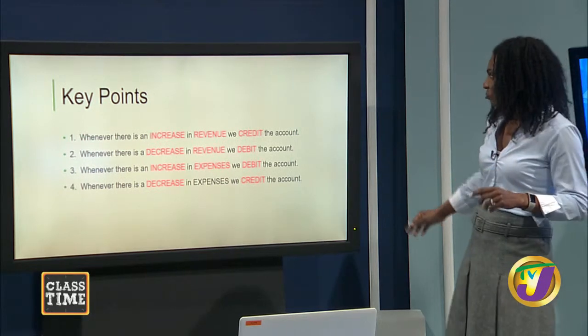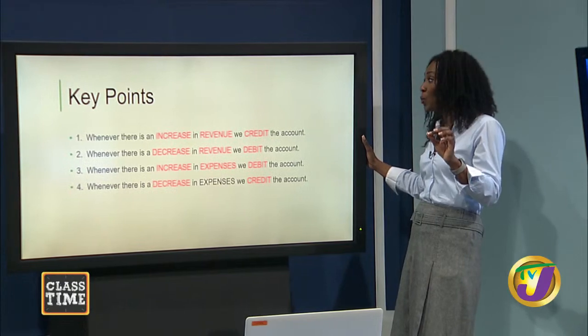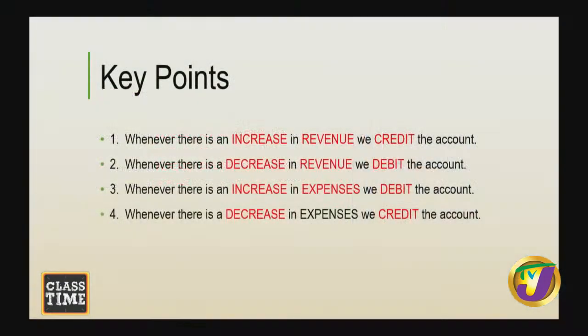Number one, whenever there's an increase in revenue, we do what? Credit the account. Good. Whenever there's a decrease in revenue, we debit the account. Beautiful. Key point number 3. Whenever there's an increase in expenses, students, we do what? Debit the account. Whenever there's a decrease in expenses, we will do what?